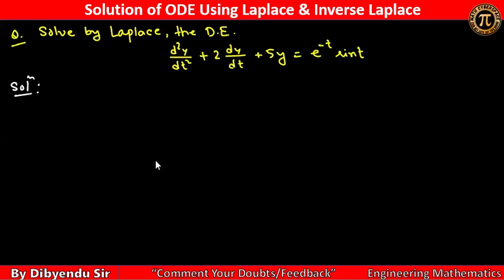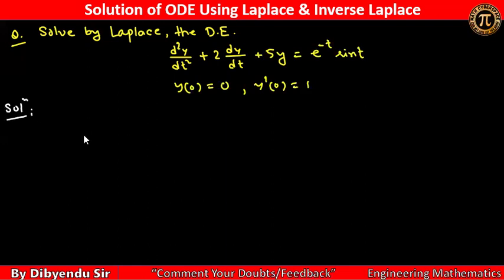Solution. Here you have given two conditions, because this is a second order differential equation, so obviously you will be given two conditions. The first condition is y(0) equals 0, and y'(0) equals 1. Now, solution.